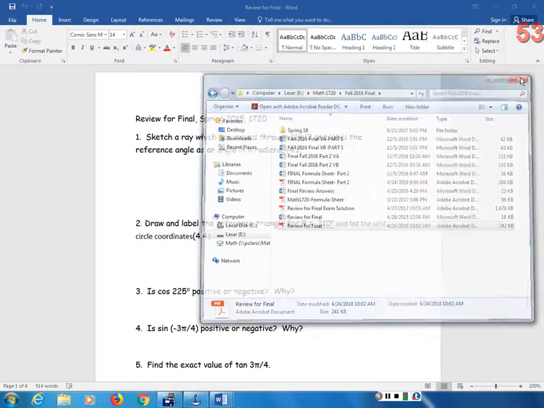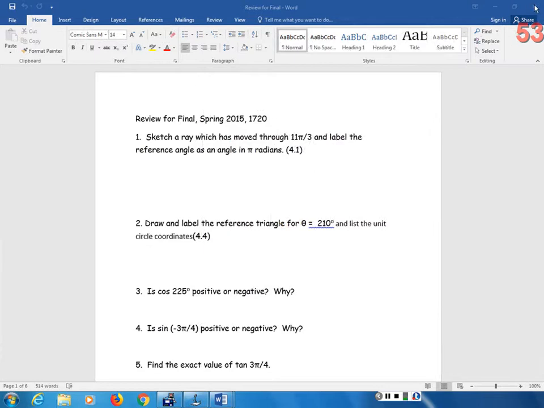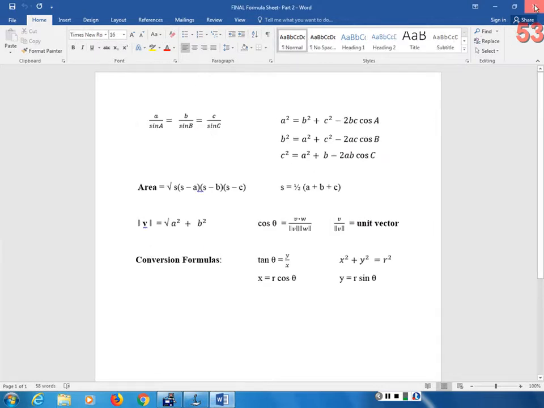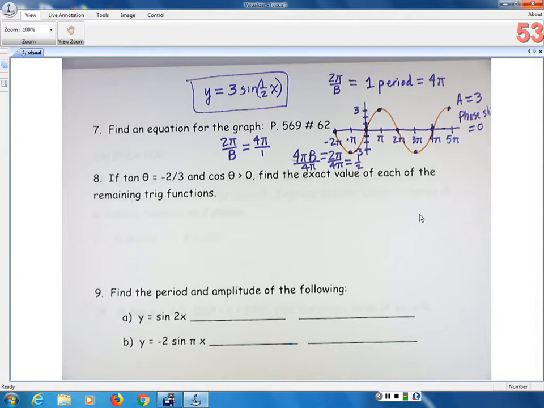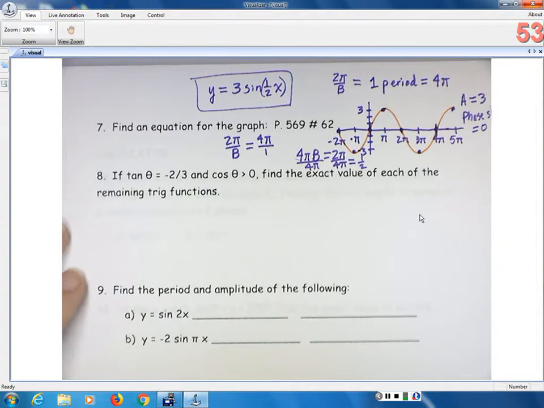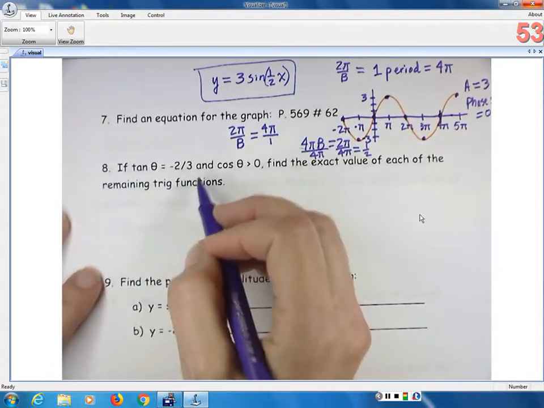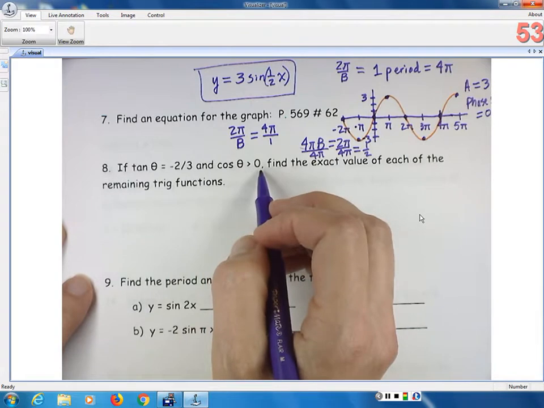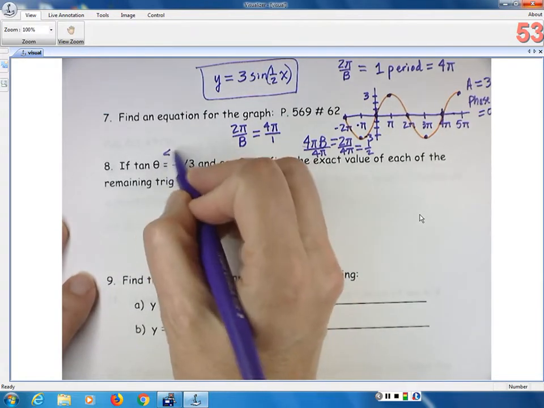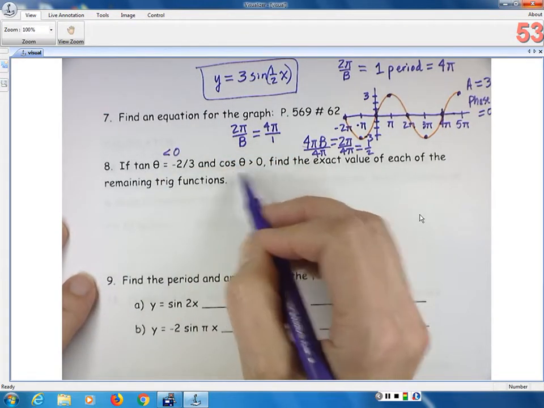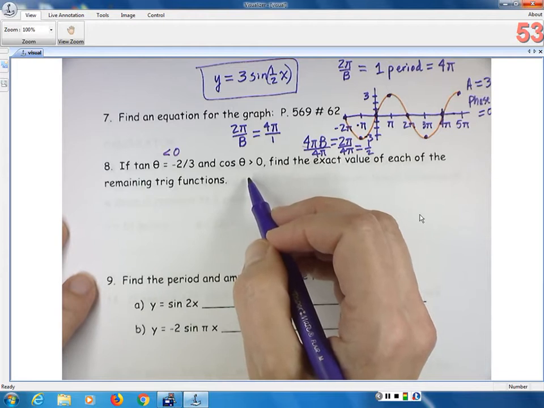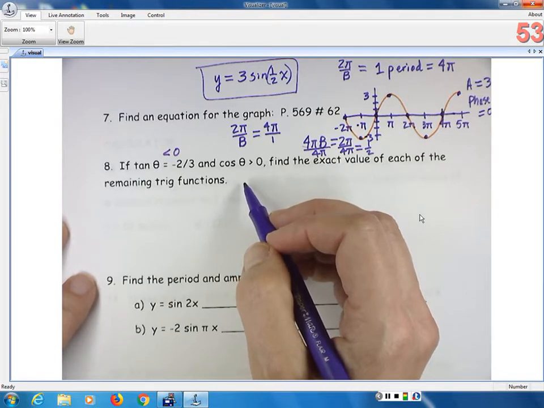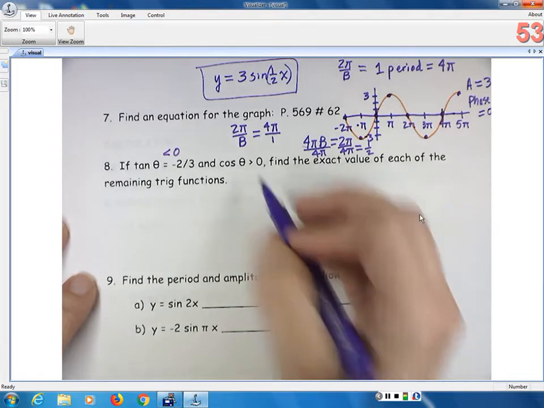All right, so now we're on, what, test 3 material? Is this test 3 yet? We just got to the second page. If tangent theta is -2/3 and cosine theta greater than 0. So tangent is less than 0 and cosine is greater than 0. Find the exact value of each of the remaining trig functions. So you're going to also sketch this. You want to sketch it.